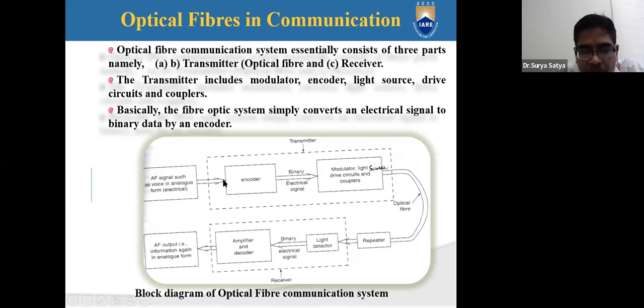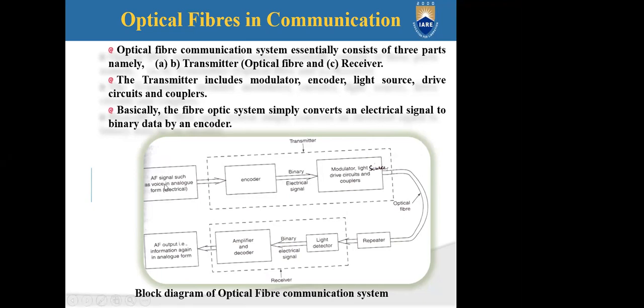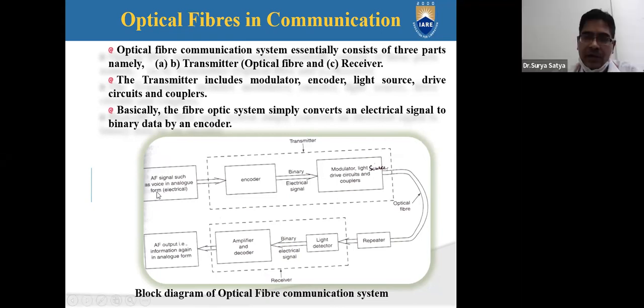We have another block called encoder. There is a bus between the encoder and the modulator block, which carries the binary and electrical signals. Basically the fiber optic system simply converts an electrical signal into binary data by an encoder. We are giving some electrical signal here, an audio frequency signal such as voice, in analog form.